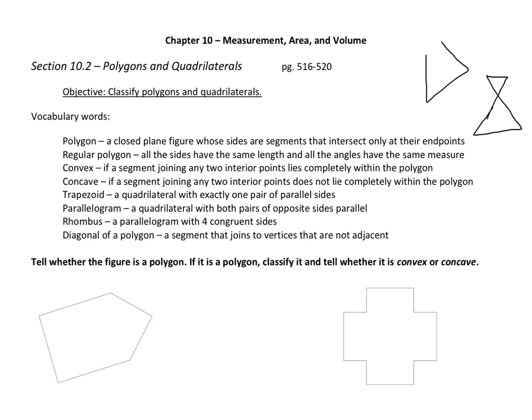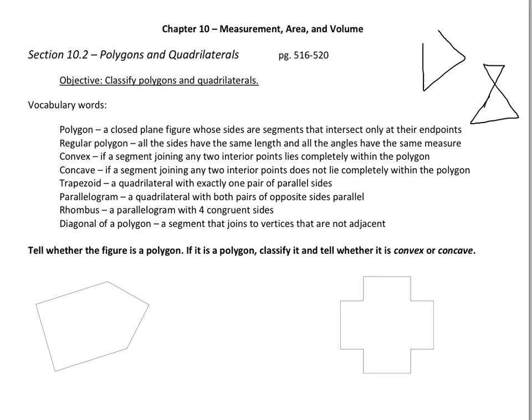A trapezoid is a quadrilateral with exactly one pair of parallel sides. Remember, whenever we talk about parallel, there are two lines that will never intersect. A parallelogram is a quadrilateral with both pairs of opposite sides parallel, so it's going to have four sides, and two sides will be parallel to each other, and the other two sides will be parallel to each other. Then you have a rhombus, which is a parallelogram with four congruent sides. And then you have a diagonal of a polygon, which is a segment that joins two vertices that are not adjacent.